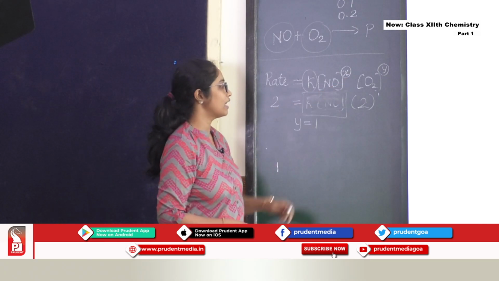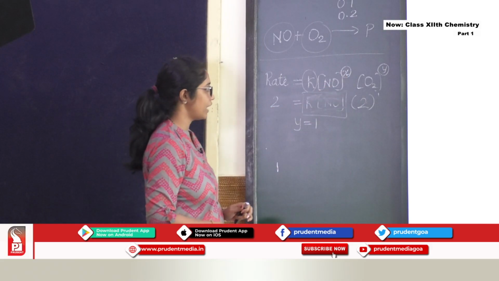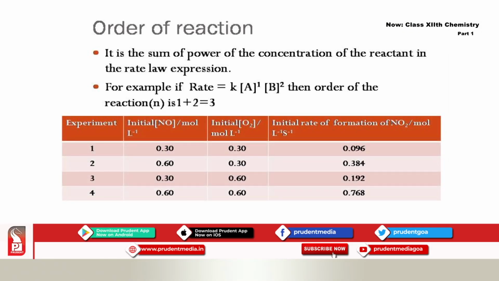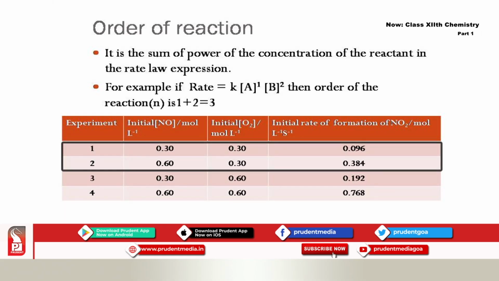Now, we need to find out the value of X. To determine the value of X, we have to keep the concentration of oxygen constant. So, in that case, let us take the first and the second observation. In the first and the second observation, we find that the concentration of oxygen is not changing, it is 0.3, but the concentration of nitric oxide changes from 0.3 to 0.6. That means it is doubling. While if you look at the rate, it changes from 0.09 to 0.384. Now, 0.384 we can round it up to 0.4.